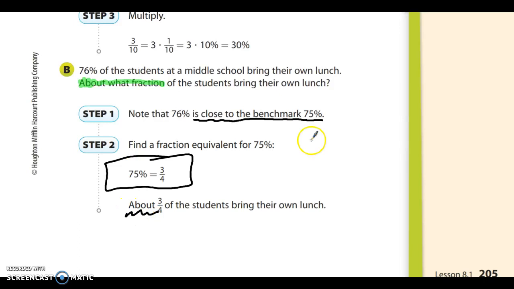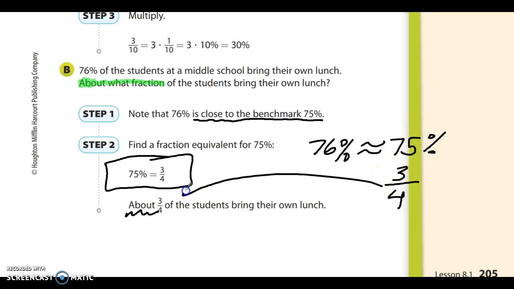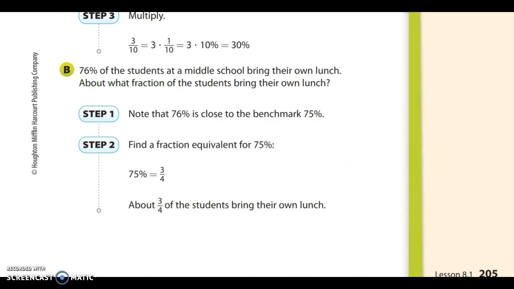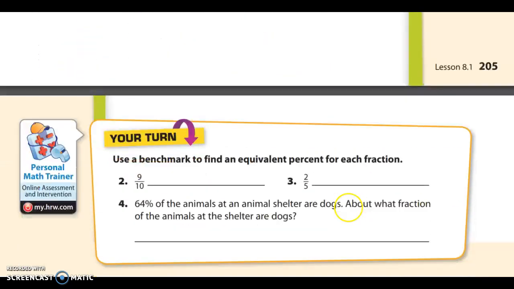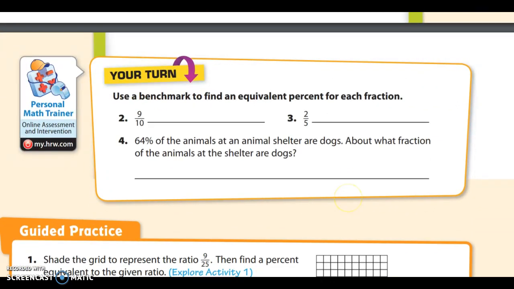So here's what happened there. 76 is close to the benchmark of 75, and 75 is one that we memorize as 3/4, so we say about 3/4 of the students bring their own lunch. Let's go ahead and apply that. Let's turn the page to page 206. We're going to start at the Your Turn at the top of the page.